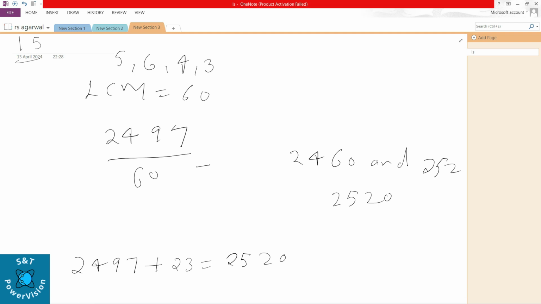If you want, you can add 23 to 2497 and divide 2520 by 5, 6, 4 and 3. We can check here: since it is 0 at the ones place, it is divisible by 5. The sum of digits 2 plus 5 plus 2 plus 0 is 9, so it's divisible by 3, and by 2, so it's divisible by 6 as well. For 4, since the last two digits are 20, it's divisible by 4 here. The sum of all the digits is 9, so it's divisible by 3 as well. So you can check in that way also, in a quick way.